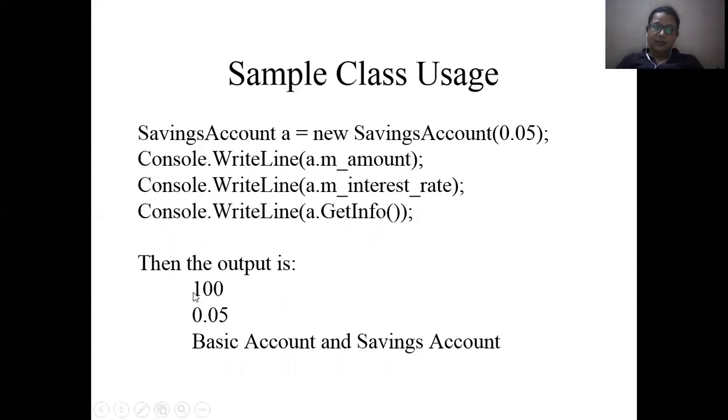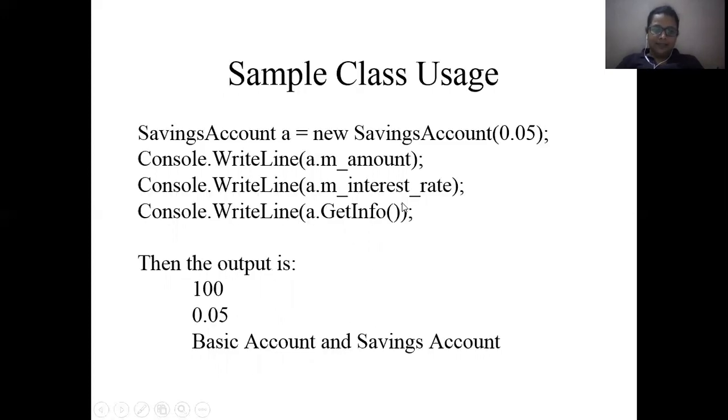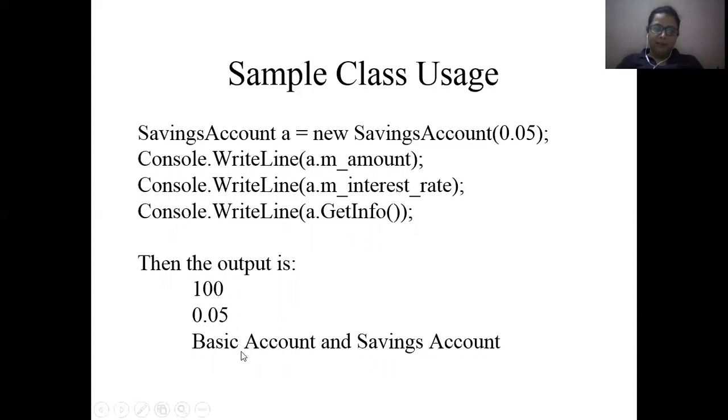Here the output of m_amount is 100, which is specified here. Next is the interest rate. The interest rate is 0.05. And the info from the basic account and the saving account: get information from the basic account and the saving account.